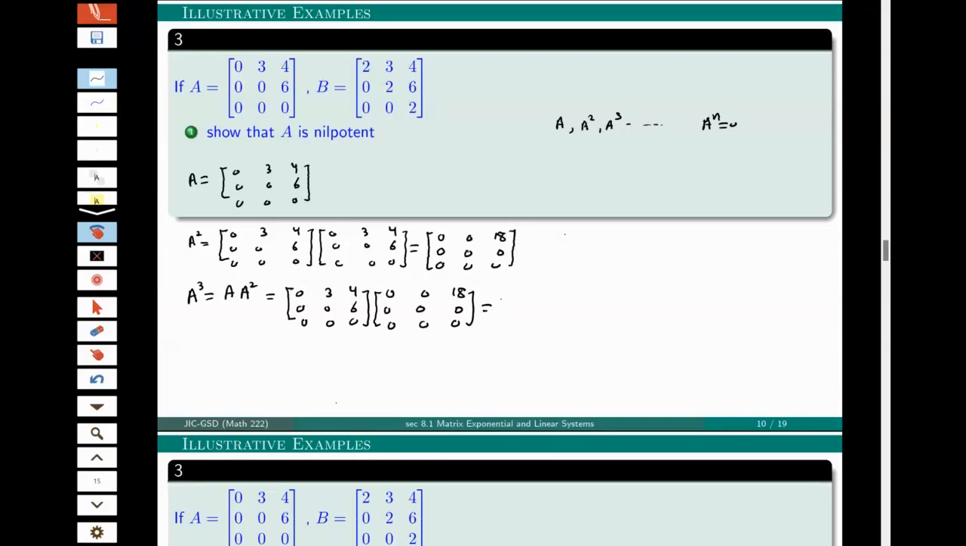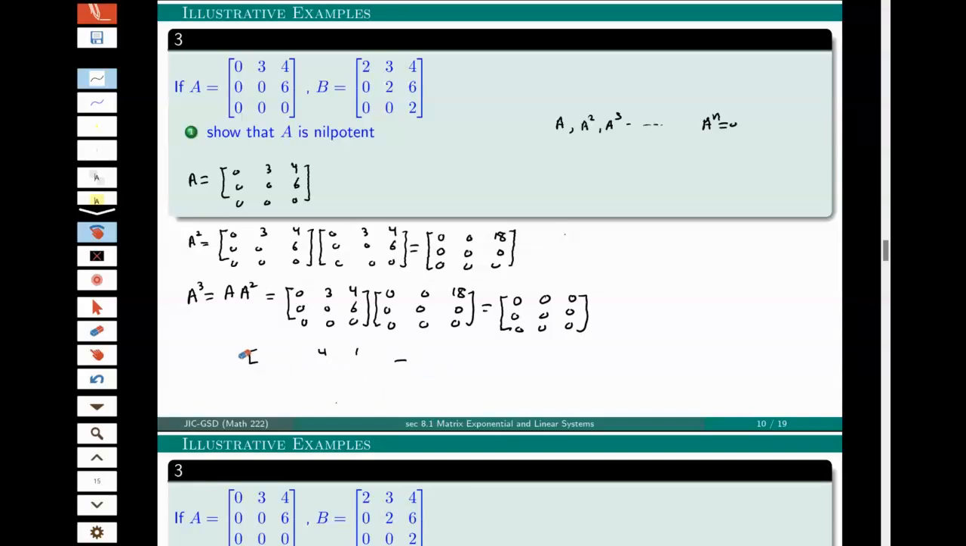Again, when I take the first row, which is 0, 3, 4, if I multiply it with 0, 0, 0, I'll get 0. And if I multiply it with the second column, which is again 0, that will be 0, with the third, which is 18, 0, 0, I'll get 0. So of course the rest will be 0.